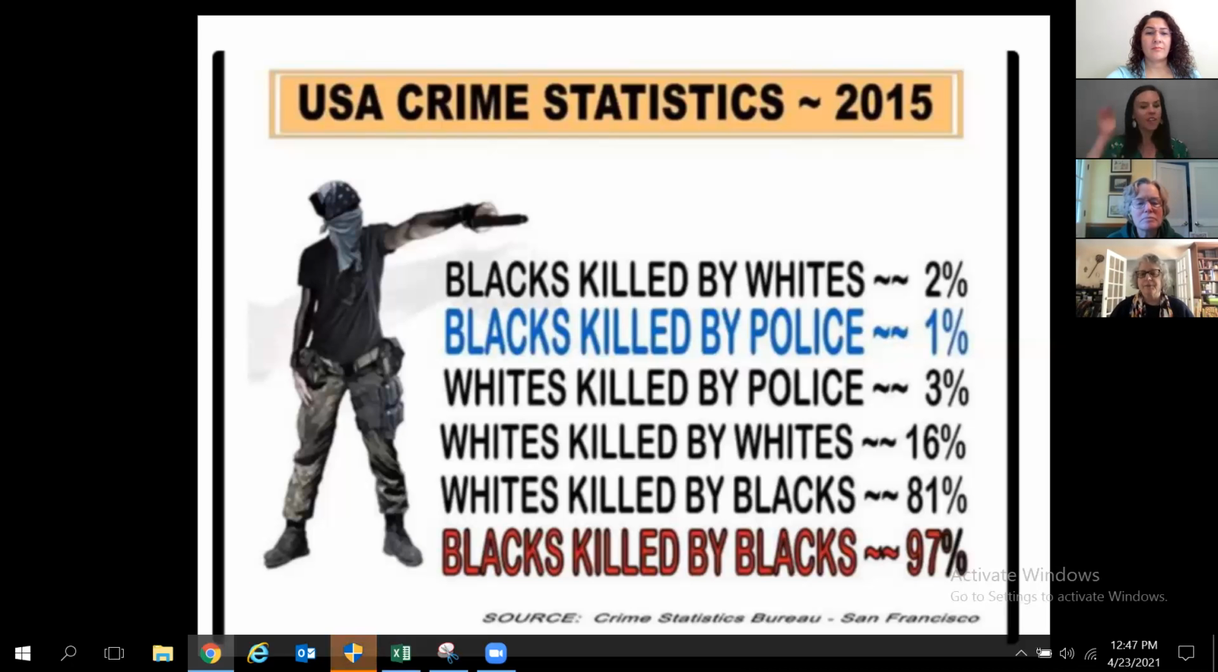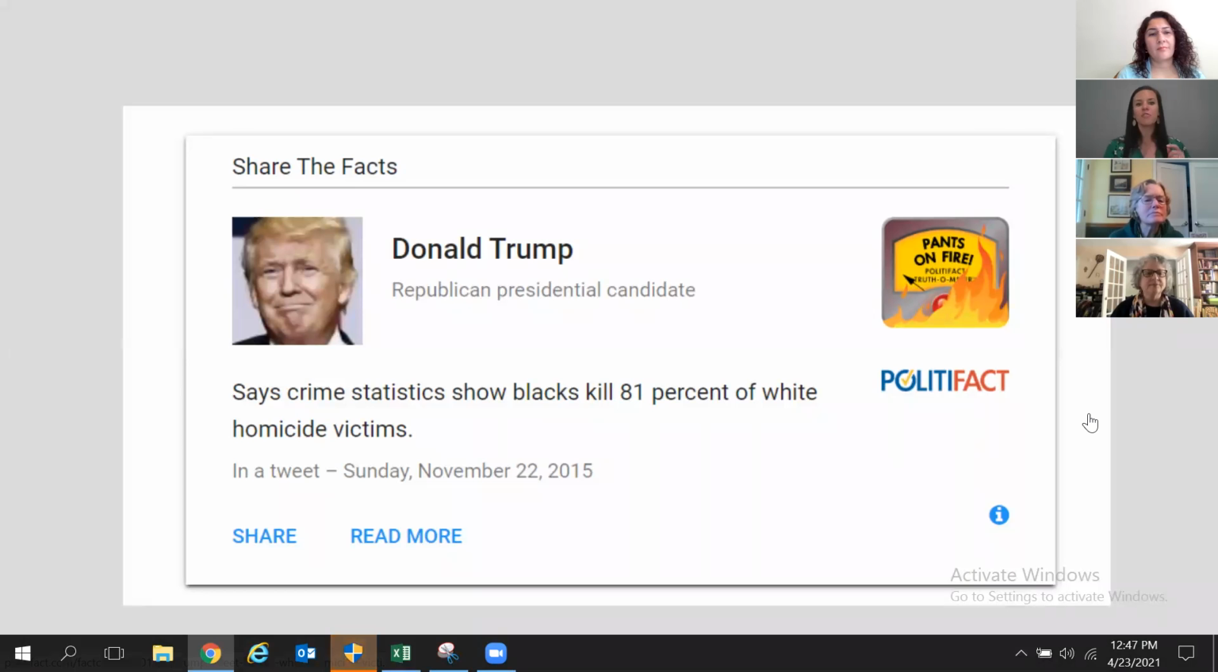Yes. And I love that you pointed out the source, because as we'll find out in just a second, the Crime Statistics Bureau is not a real thing. It does not exist. So here's the problem with this infographic. It became so viral that it was actually tweeted by then-candidate Donald Trump on Sunday, November 22nd, 2015. And Donald Trump shared this exact infographic, and this is not a political statement, by the way, we're just talking through how misinformation can spread and the impact it can have.